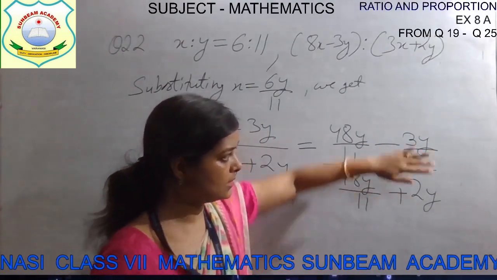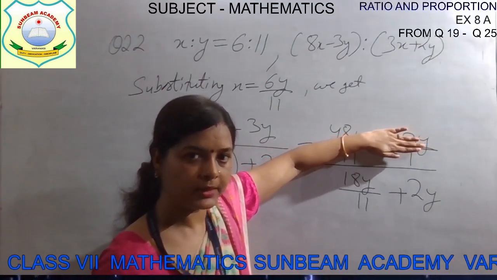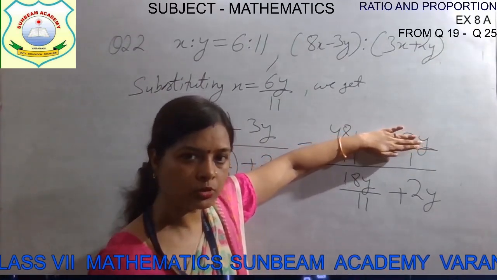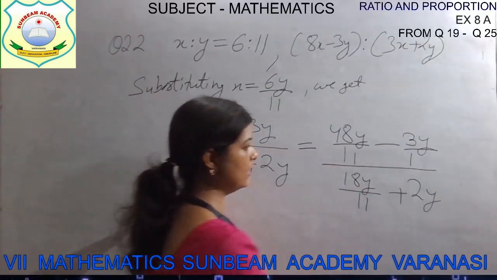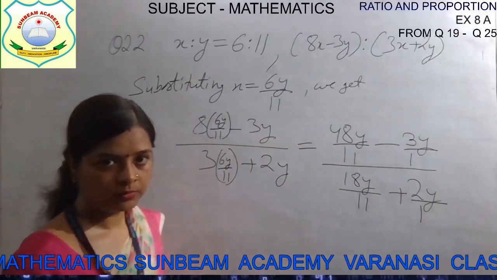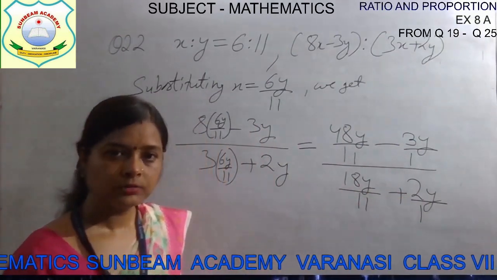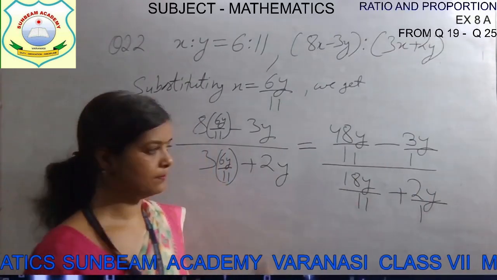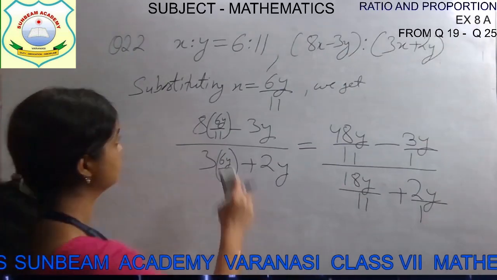In the same way, see the denominator, children: 18y by 11 plus 2y. How can we solve the denominator? This is in fractional form, so we can put 1 here. It will not change our value, but by using this we can find the solution. So now, next step. Where should I write, children? May I erase that? Okay.